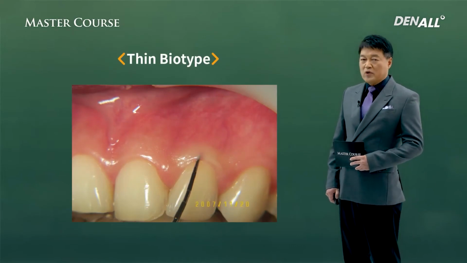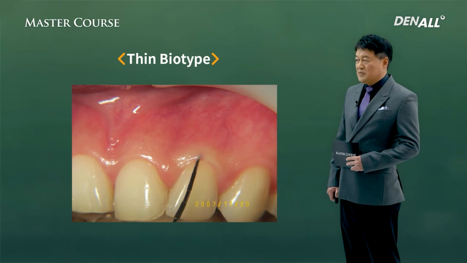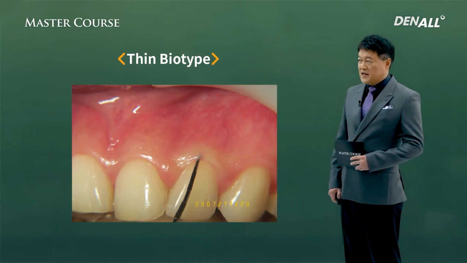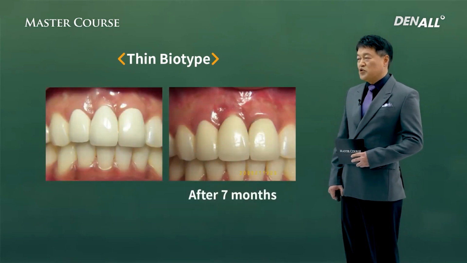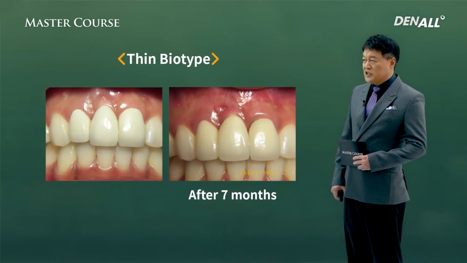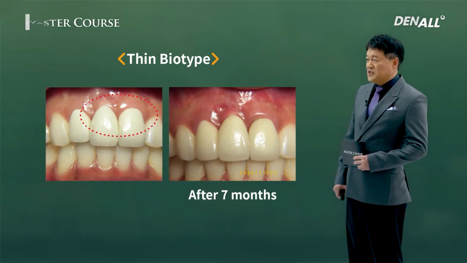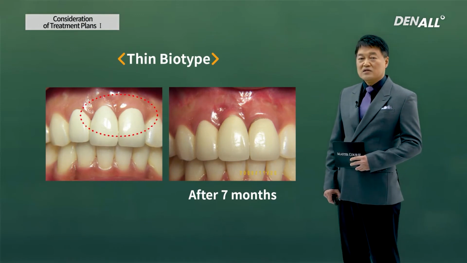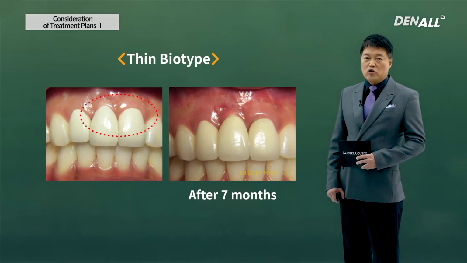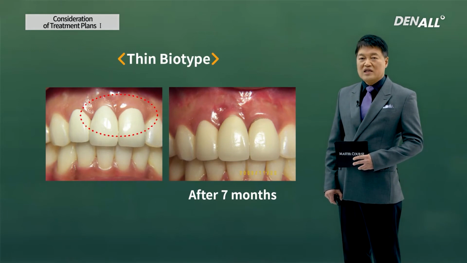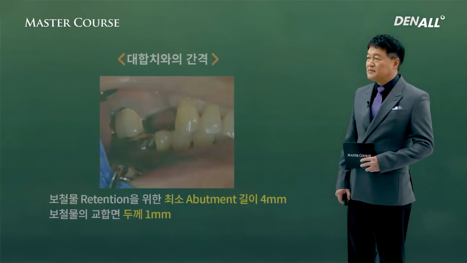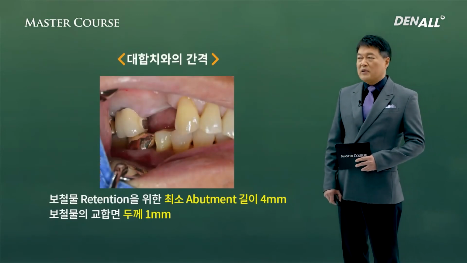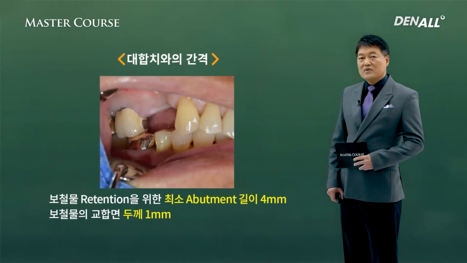In general, for thin biotype, if you check with the probe and you can see through, this is the thin biotype. In thin biotype, as you can see, after you do prosthesis, there is gingival recession. In the aesthetic anterior region, if the patient is thin biotype, recession can occur more easily, so you need to be more careful. Next to consider is the distance with opposing teeth.